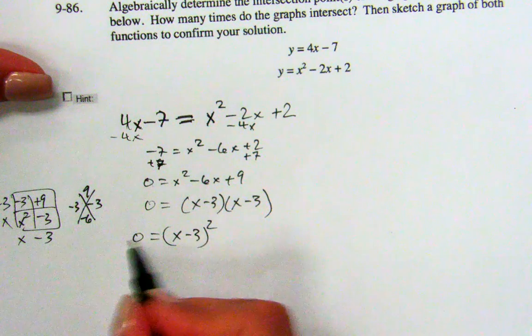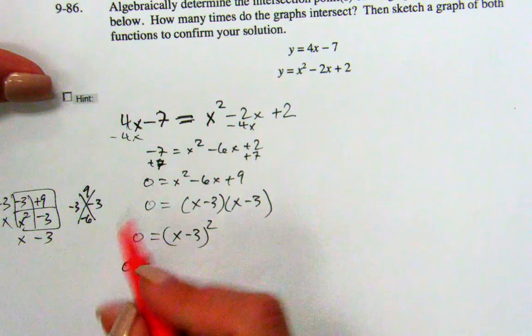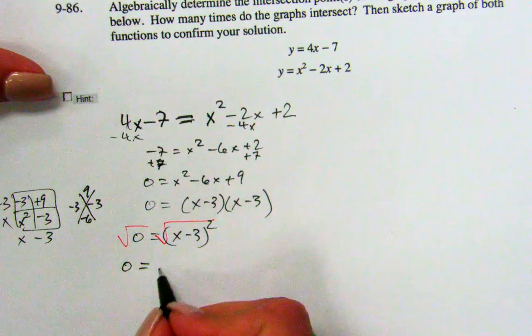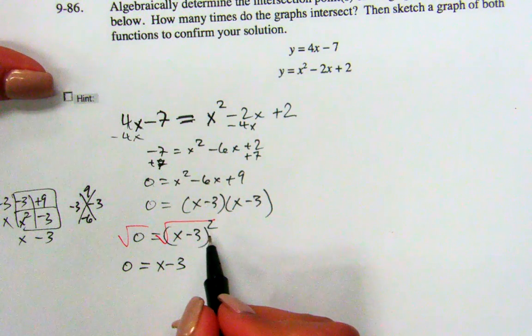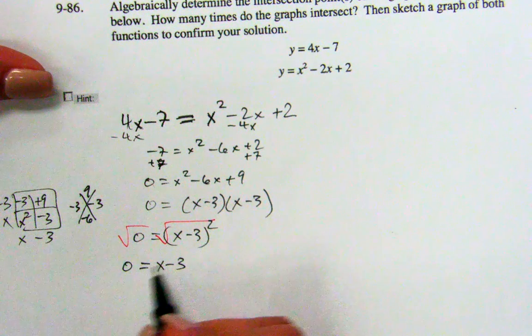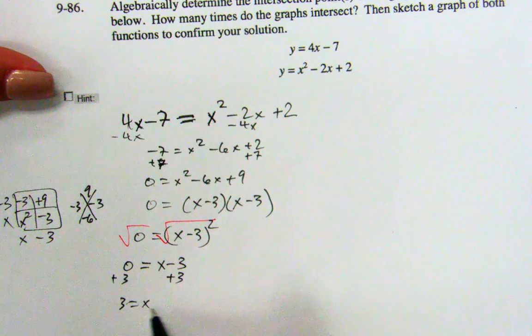So if I take the square root of both sides, the square root of 0 is still 0, as far as I know. No math has changed there. So I have x minus 3. Technically, there's still two answers. It's just now I know 0 equals x minus 3. So I only really have one to work with. So 3 is equal to x.